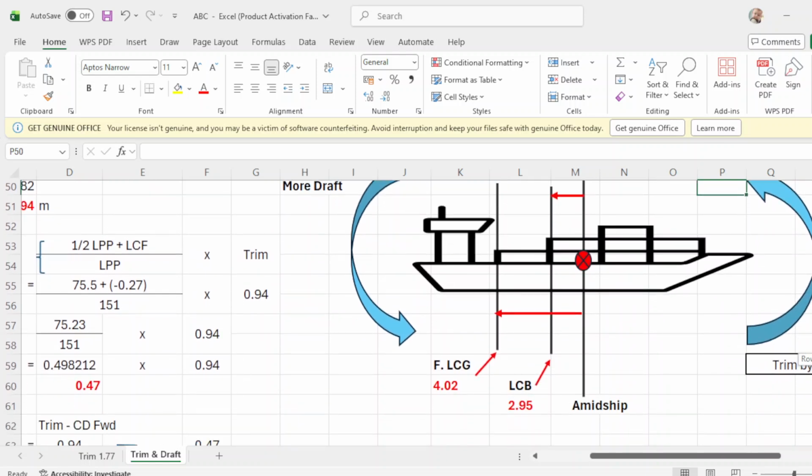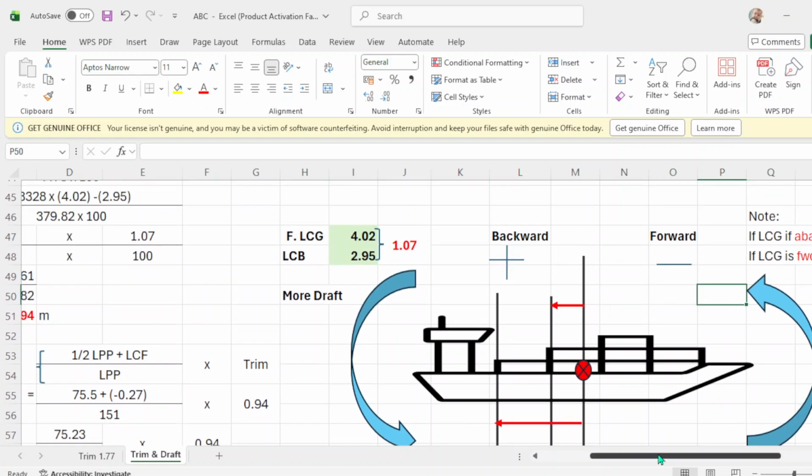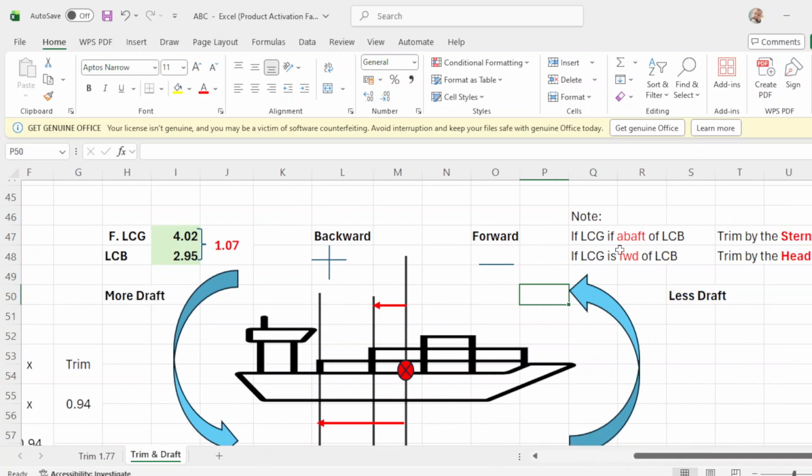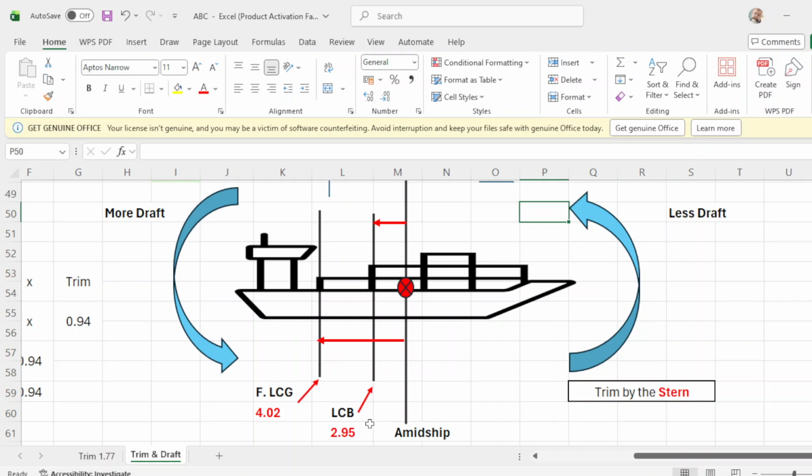Okay. Take note that your LCG is behind of LCB, or LCB is forward of your LCG. So look, he is behind of LCB. So what happens now? The rule says if LCG is above or behind LCB, then your vessel is trimmed by the stern, behind or above of LCB. So LCG is behind LCB. That's why he is trimmed by the stern.